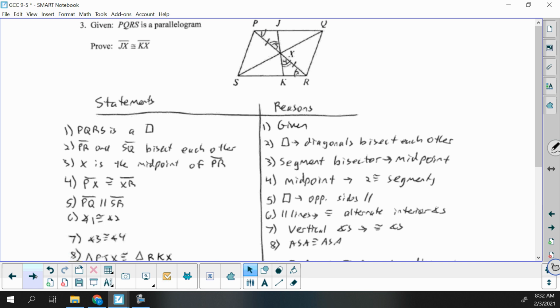Because JX and KX are part of 2 triangles, I chose to get those smaller triangles congruent. You could have gotten these 2 triangles congruent and yielded the same result in the end. So it was just your preference. I chose the smaller triangles. So you want to do parallelogram implies diagonals bisect each other. Then segment bisector gives you a midpoint, and then midpoint gives you 2 congruent segments.